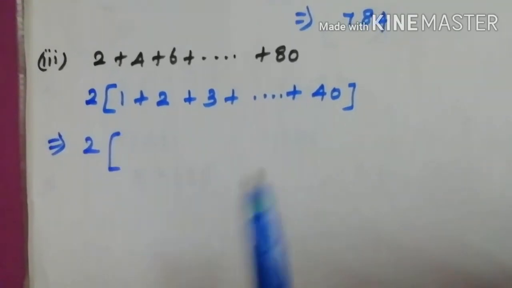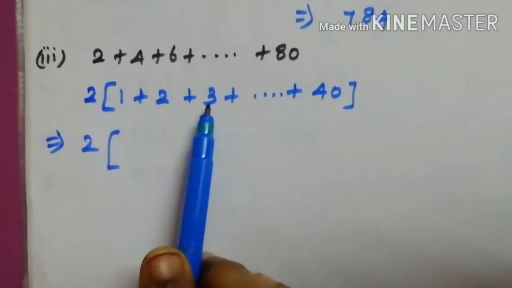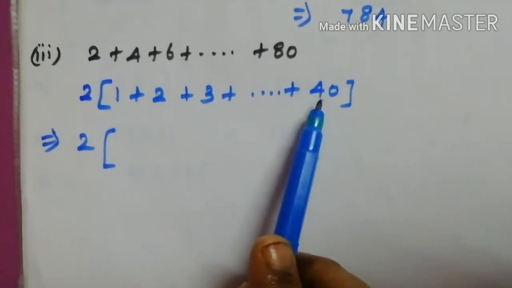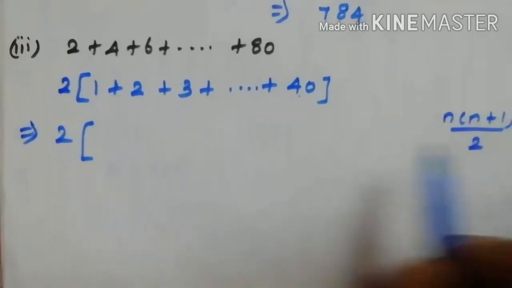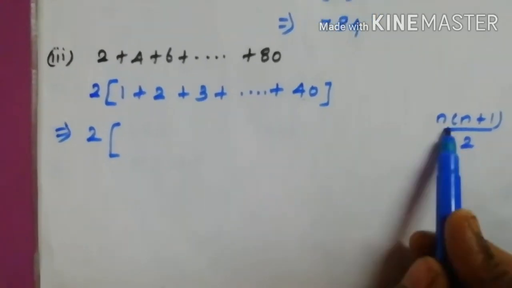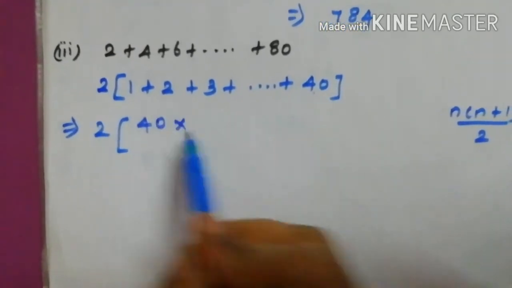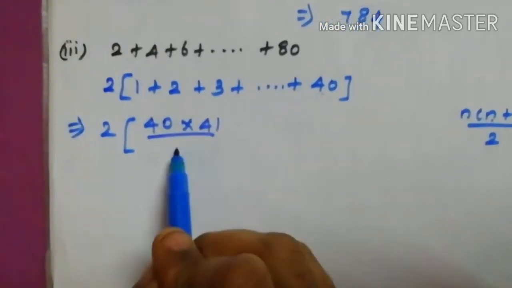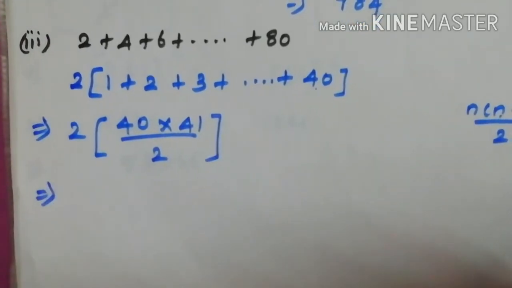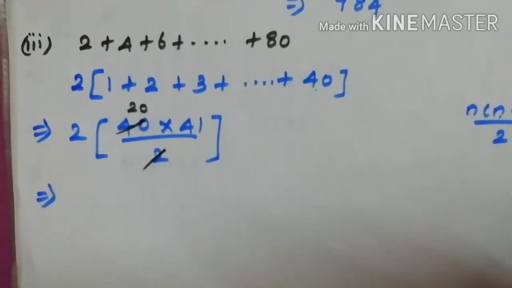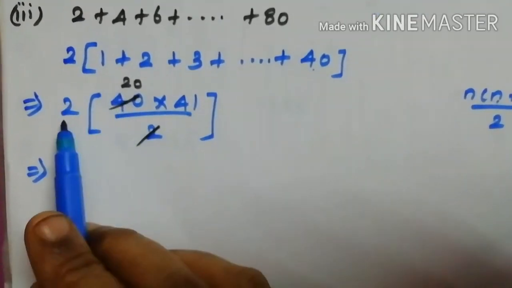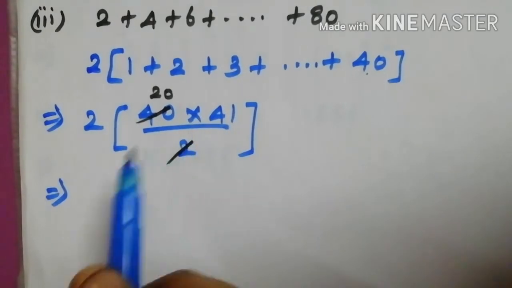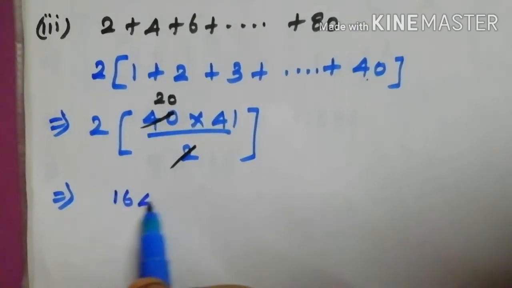Here 2 into, now we apply the formula, 1 plus 2 plus 3 plus etc. up to plus 40. The formula is n into n plus 1 by 2, that is the sum of the first n natural numbers. Instead of n here 40. So 40 into (n plus 1) 41 by 2. Here we cancel, 20. These are 4. 4 into 41 is 1640.